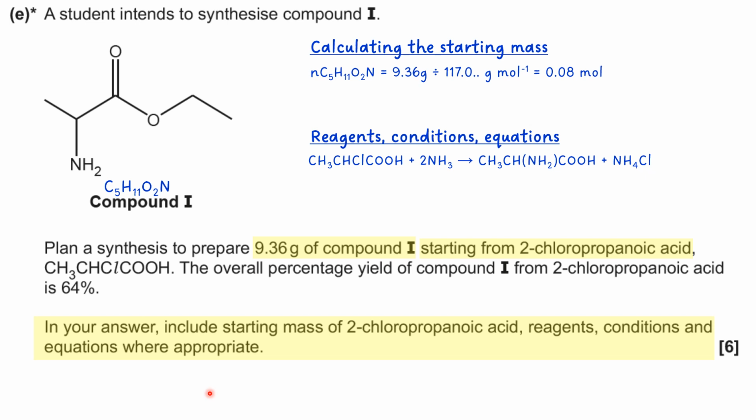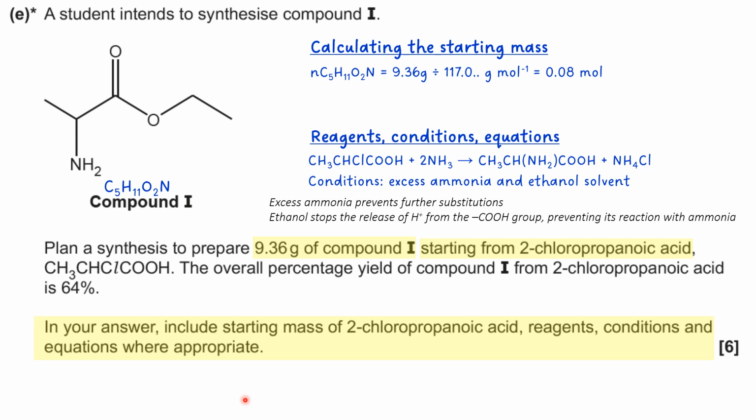Now, you may notice that there's a COOH group on the 2-chloropropanoic acid, which could potentially also react with ammonia. Notice I haven't put aqueous or state symbols. There's a reason. That's because the conditions needed are excess ammonia and an ethanol solvent. There are specific reasons for both of those.